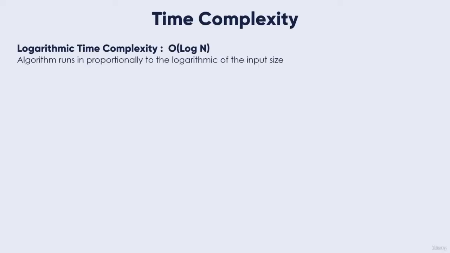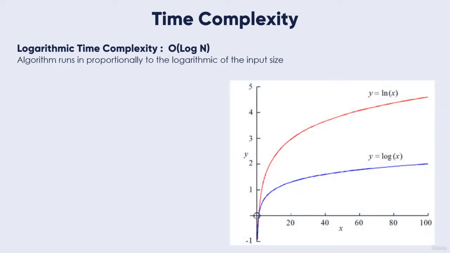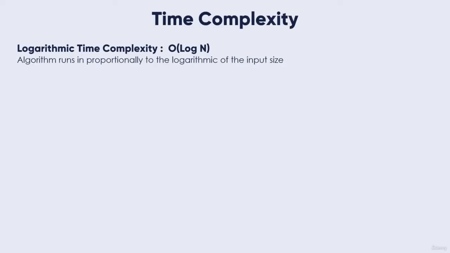We will continue with the time complexity, and let's introduce the logarithmic time complexity, O of log n. The algorithm runs proportionally to the logarithm of the input size. Let's take an overview of the graph of the logarithmic function, y equals log x in blue and y equals ln x in red. We are interested in studying log x, or log n. This is the same concept. As we see, the algorithm runs in proportion to the logarithm of the input size.